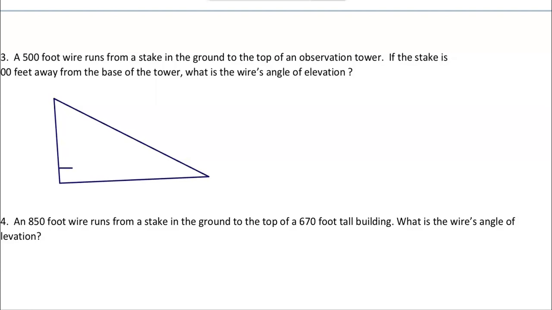Okay, here's my little right angle here. A 500-foot wire runs from a stake in the ground to the top of the observation tower. So that means right here is our tower. Here is your stake in the ground. If the stake is 200 feet away from the base of the tower, that means right here is 200 feet.